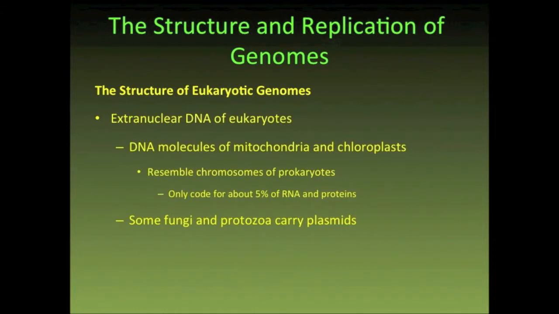The extranuclear DNA of eukaryotic chromosomes includes the DNA found in chloroplasts and mitochondria, as well as the plasmids found in some fungi, algae, and protozoans. The DNA found in chloroplasts and mitochondria resembles that found in bacterial cells. It is a single circular chromosome. The genes located on these chromosomes encode for some of the proteins needed in the processes that occur in each of the organelles. Mitochondrial DNA is responsible for coding for approximately 5% of the RNA and protein molecules needed for mitochondrial function. The cell's nuclear chromosomes code for the remaining 95% of the RNA and proteins needed for mitochondrial function.